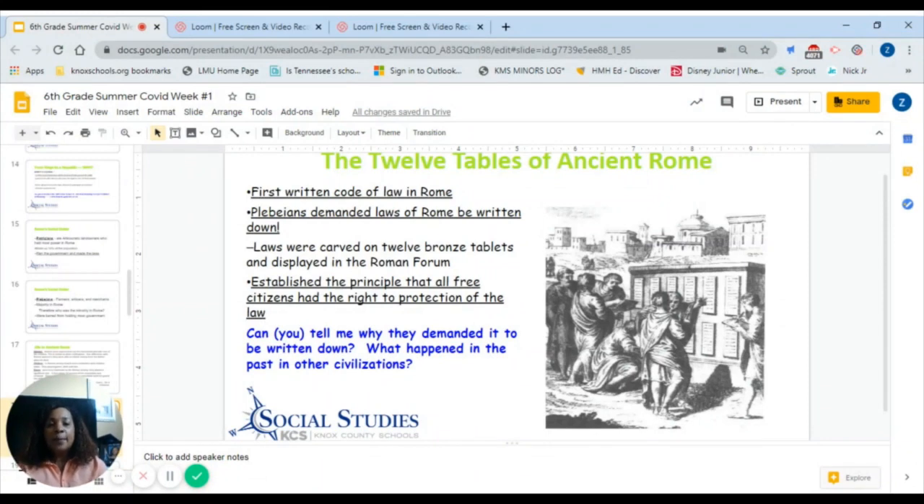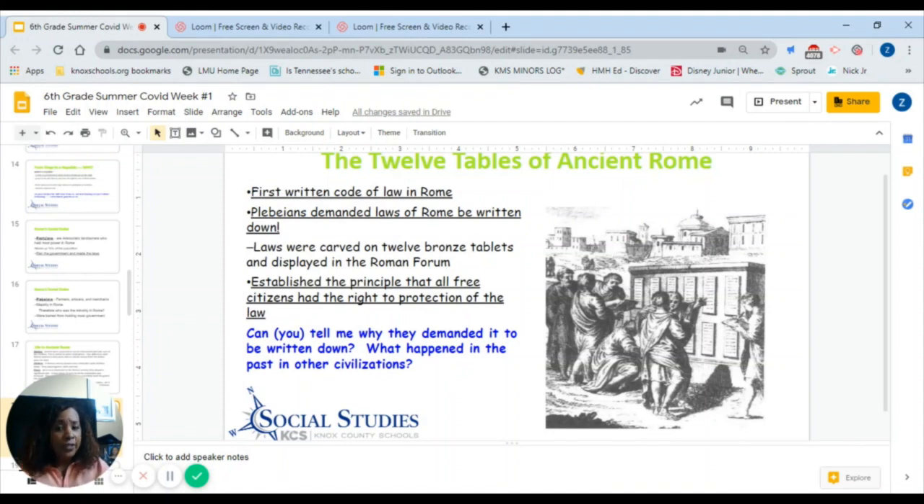The 12 Tables of Ancient Rome. They were the first written code of law in Rome. The plebeians demanded the law of Rome be written down. Make it fair. Laws were then carved on 12 bronze tablets and displayed in the Roman Forum. This established the principle that all free citizens had the right to protection of the law.